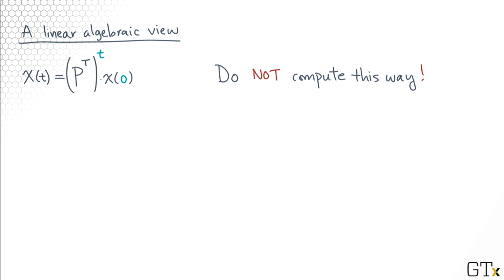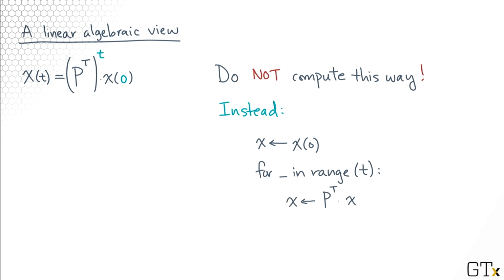One important note, this form of raising the matrix to a power is helpful mathematically, but you should not calculate it this way. Instead, you should start with the initial distribution. Then, in a loop, you do something like the following. Multiply the current distribution by P transpose and then repeat until done. Now, you should pause for a moment and think about why this approach is better than the first one of raising P transpose to the power t.